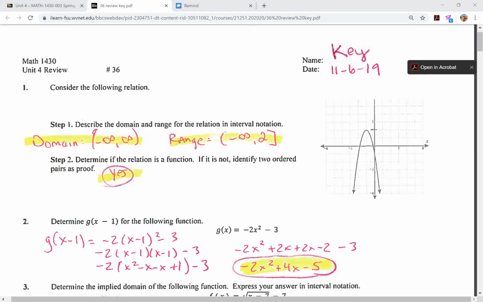Okay. All right, so what's next? So we did 1. What would make that the domain not all real numbers? Yeah. Okay. How would you know?